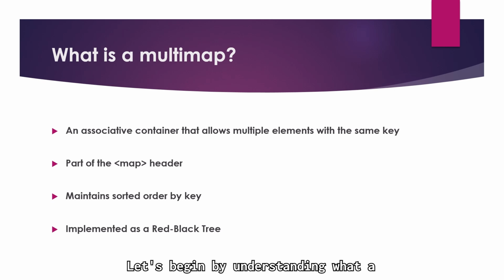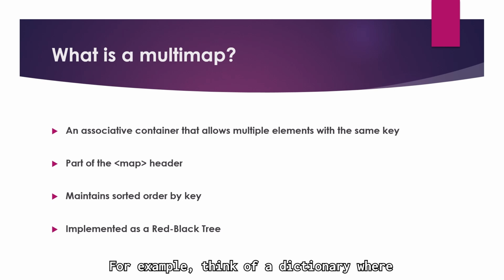Let's begin by understanding what a multimap actually is. At its core, a multimap is an associative container, which means it stores elements in the form of key-value pairs just like a map. But here's the big difference. Unlike map, which only allows unique keys, a multimap can store multiple elements with the same key. This makes it ideal when a one-to-many relationship exists in your data model. For example, think of a dictionary where one word has multiple definitions or a student receiving multiple grades.